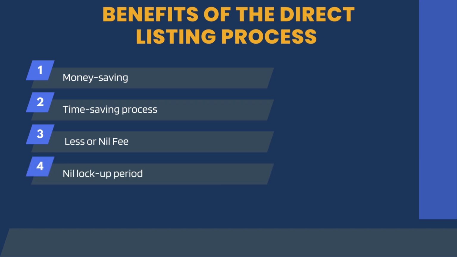Last, but not the least, we have nil lockup period. In traditional issuing, there is a certain lockup period wherein insiders and prominent shareholders are not allowed to withdraw or sell their investments. However, there is no such case in the DL method. Shareholders don't have to wait for a certain period to sell off their investments.